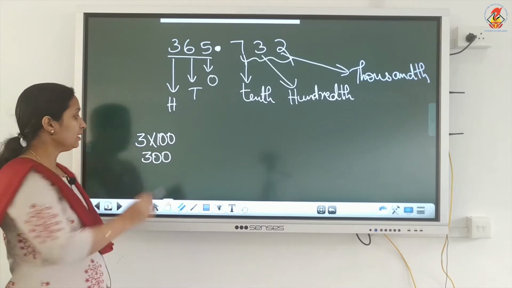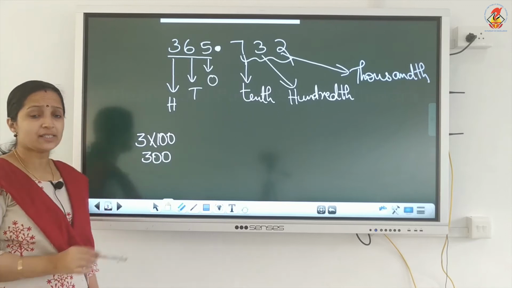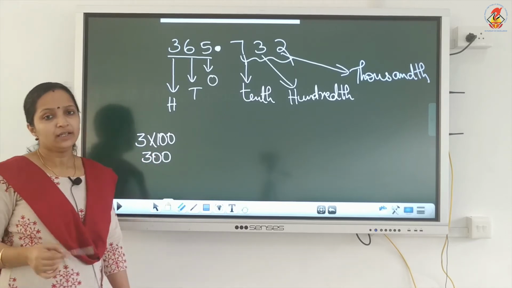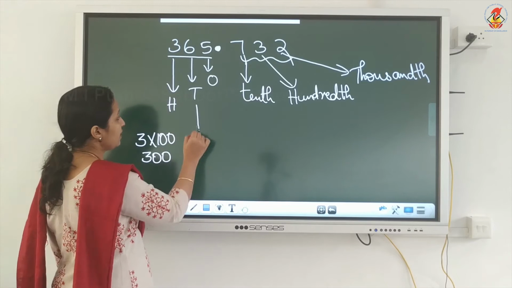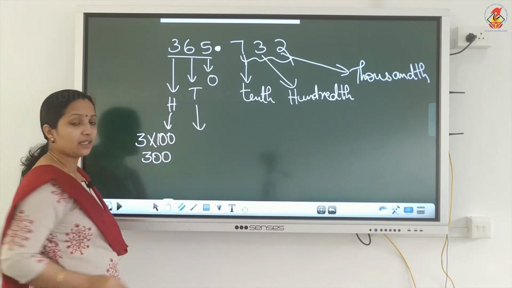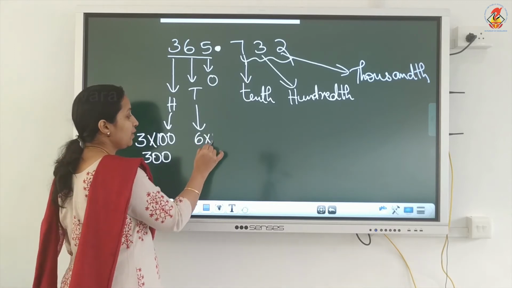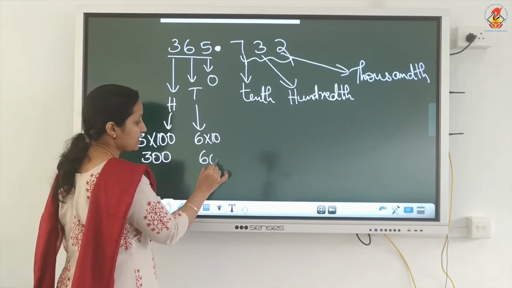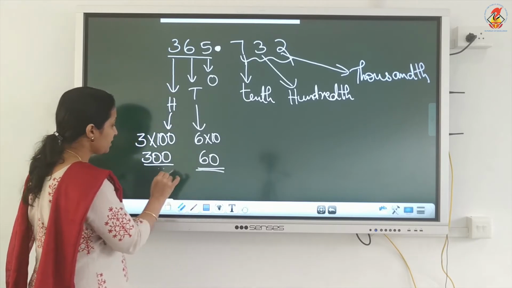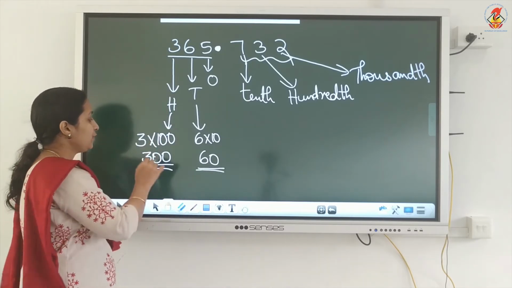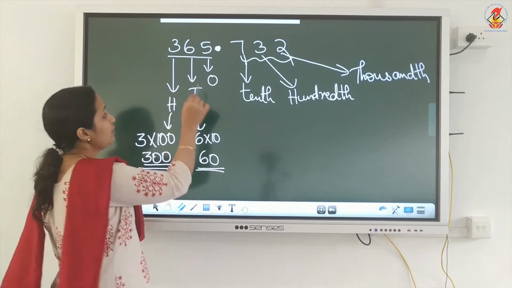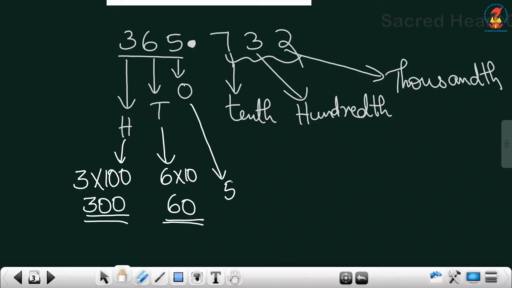Now 6 is standing in which place? 6 is standing in 10th place, so what is the place value of 6? 6 into 10, 60. The place value of 6 is 60. The place value of 3 is 300. And 5 is standing in 1's place. So what is the place value of 5? 5 into 1 is equal to 5 itself.